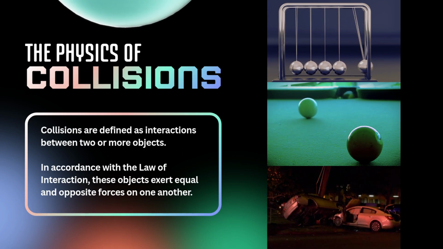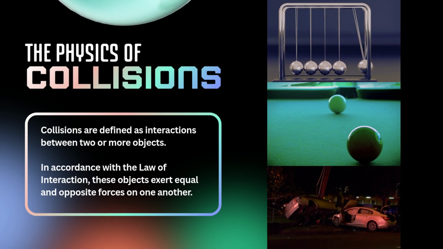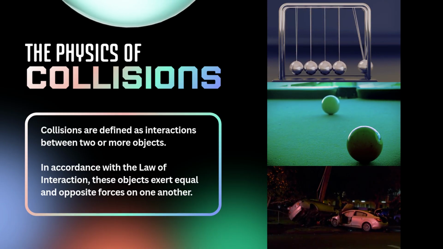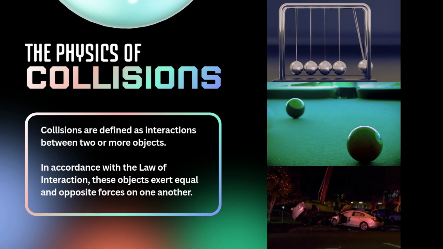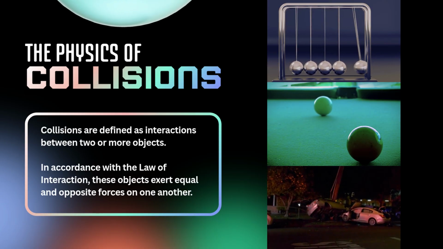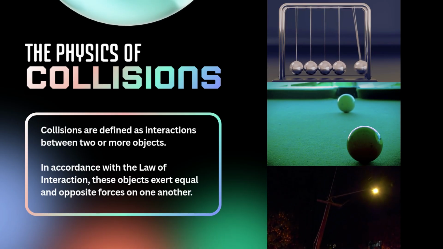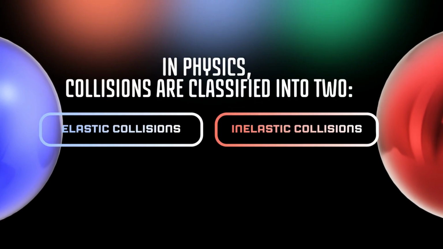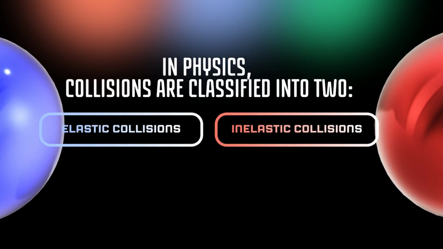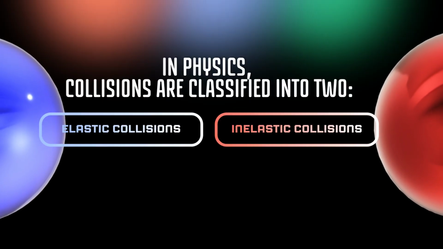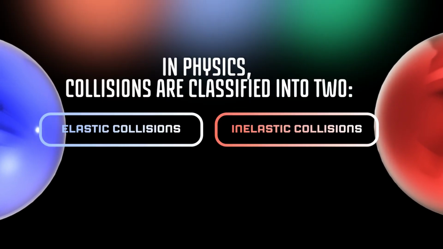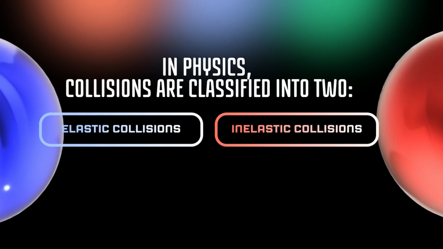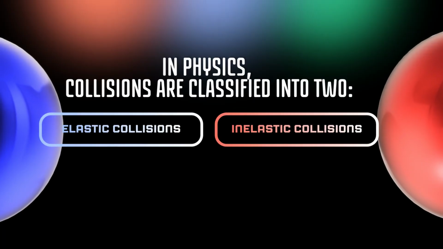As we move forward, we'll explore the different types of collisions and what is conserved in each scenario. This will help us gain deeper insights into the dynamics of these interactions. Elastic collisions and inelastic collisions are two fundamental types of collisions in physics. Let's break down their key characteristics to understand how they differ from one another.